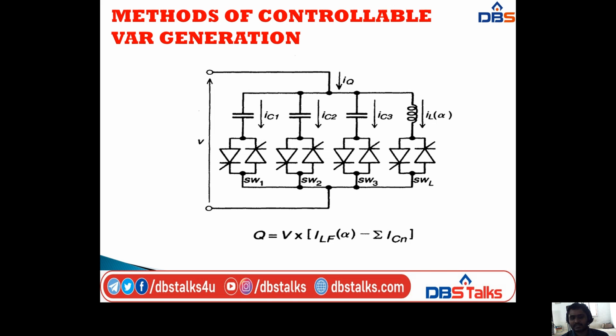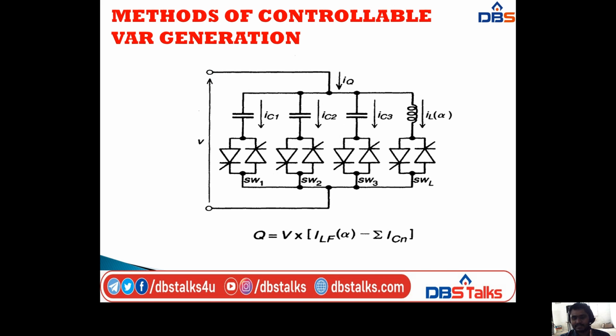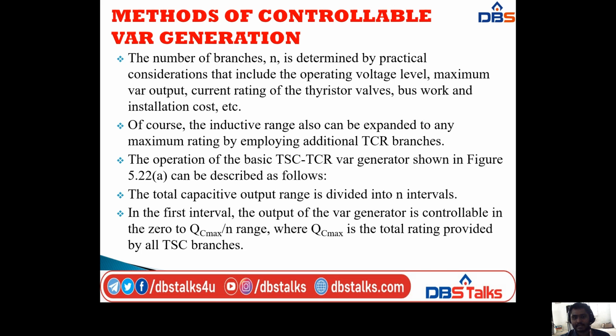So Q is equal to V, the supply voltage, into the inductor current at the fundamental level at firing angle alpha, minus the capacitor currents ICN. This is the connection diagram we are taking. For a given capacitor output range, it typically consists of n TSC branches and one TCR branch. There is no limit for this. If you observe this diagram, I am taking a number of capacitor branches and only one inductor branch. The number of branches n is determined by practical considerations that include the operating voltage level, maximum VAR output, current ratings of the thyristor valves, bus work and installation cost, etc.